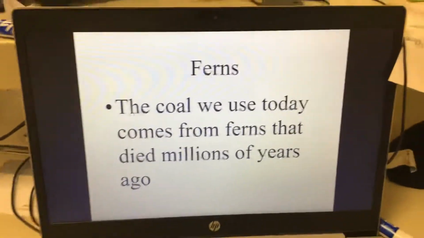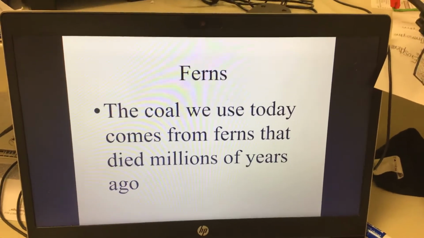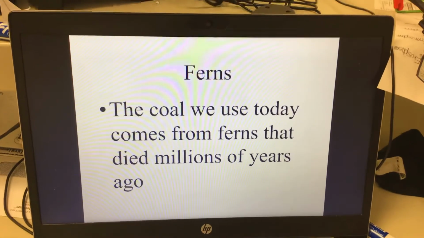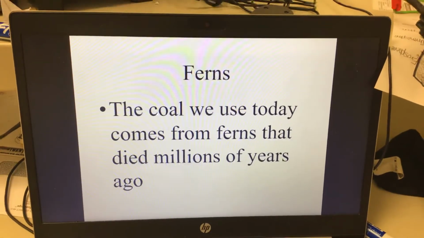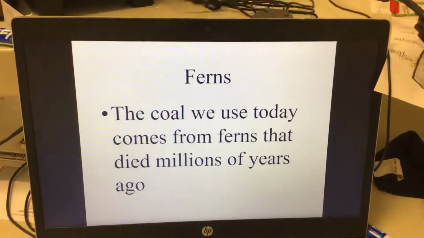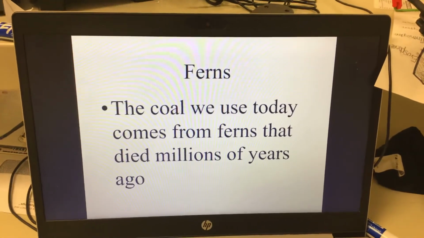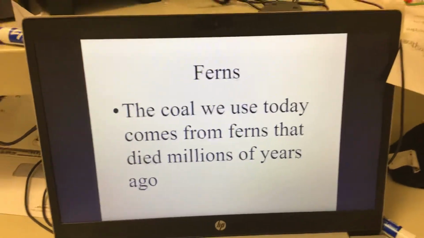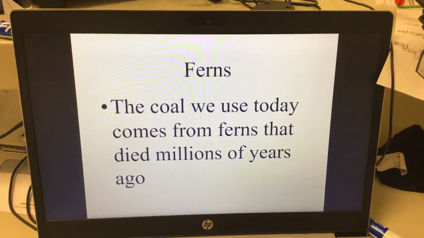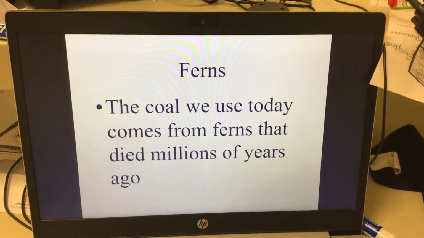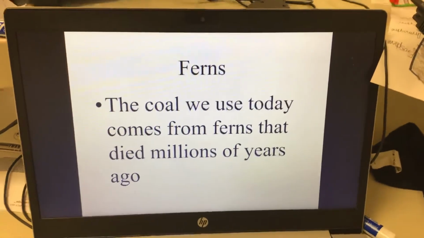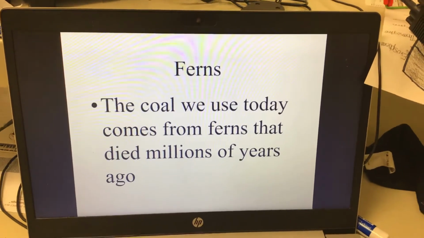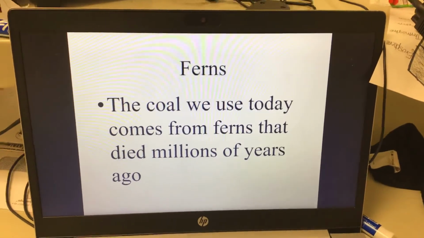I would write this down also. Coal that we use today for energy comes from ferns that died millions of years ago. So, like I said, about 500 million years ago, there were ferns everywhere, giant ferns. And basically what happened was those ferns died, fell down, piled up, and got squished over a long period of time. It squished out most of the moisture in them, and what was left was coal.